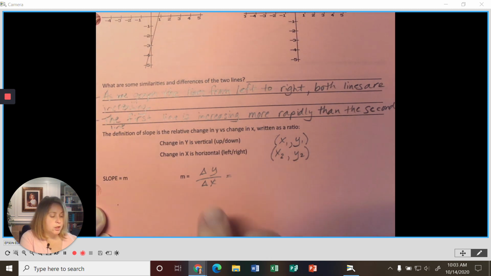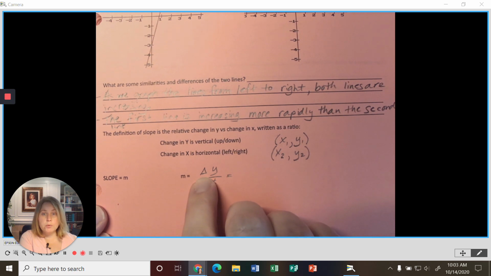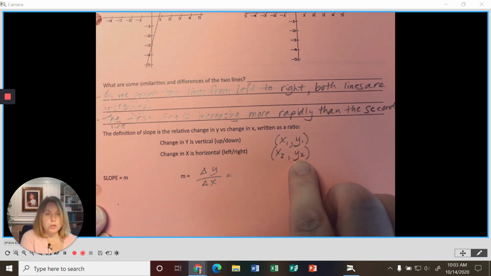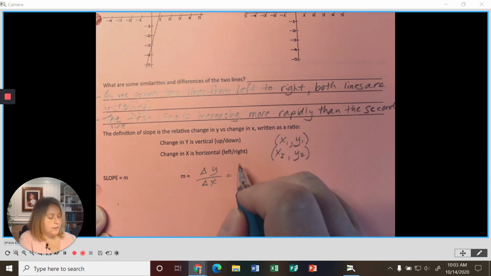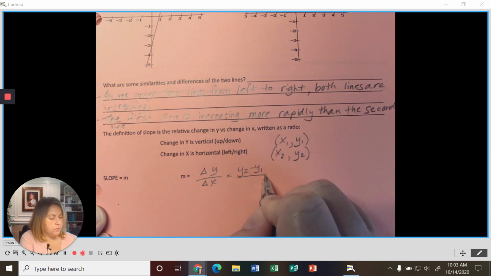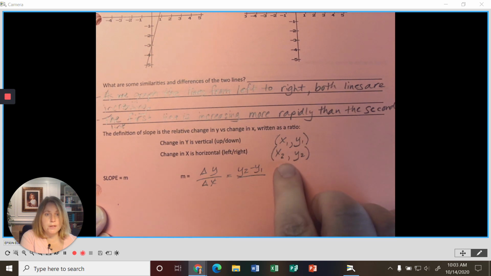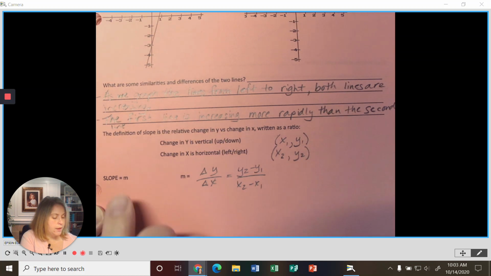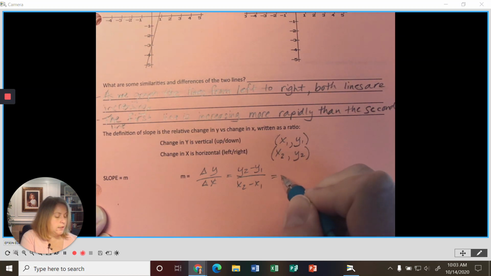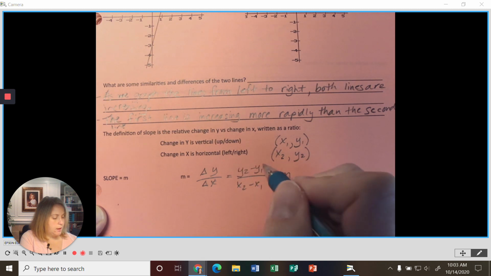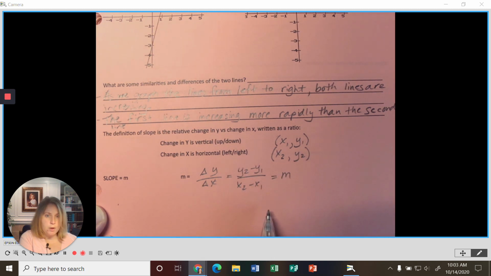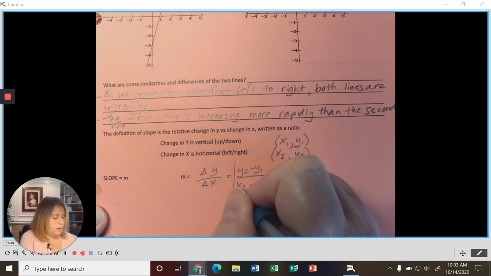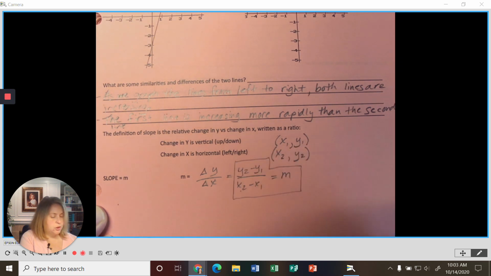So the slope formula, if we're looking at the change, delta, which is the difference, we know mathematically difference is another word for the answer to a subtraction problem. So when we have delta y, we're looking at the difference between two y values. So y sub 2 minus y sub 1. And the change in x is the difference between our x values. So x sub 2 minus x sub 1. Okay, so that's slope. We always use a lowercase m to represent slope. So m is equal to y sub 2 minus y sub 1 over x sub 2 minus x sub 1. That is the slope formula.